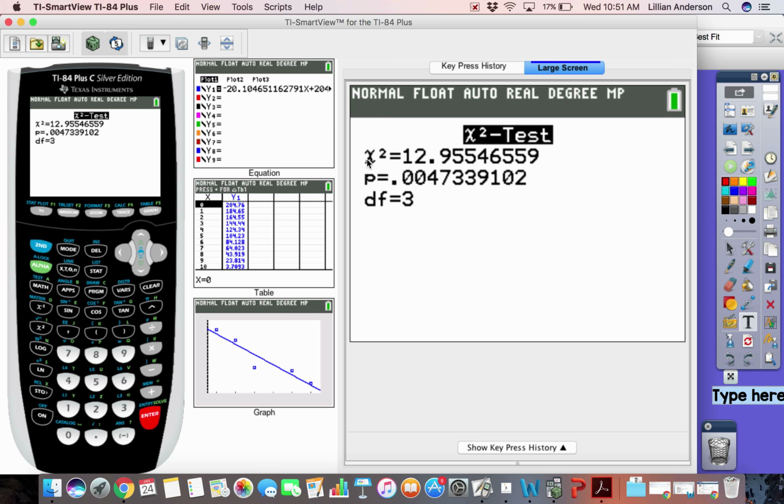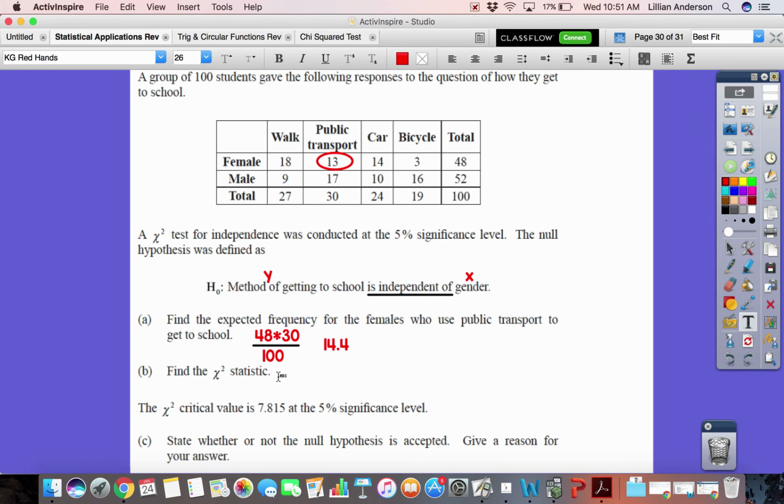and there's our answer. Our chi-squared is going to be 12.9554, which basically, when we round to 3 significant figures, is going to be 13.0. Okay, now there's really not too much work that you can show for this. Something like this is going to be straight calculator problems, okay?